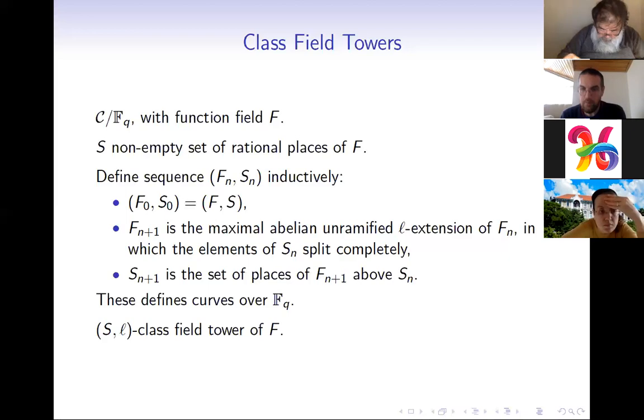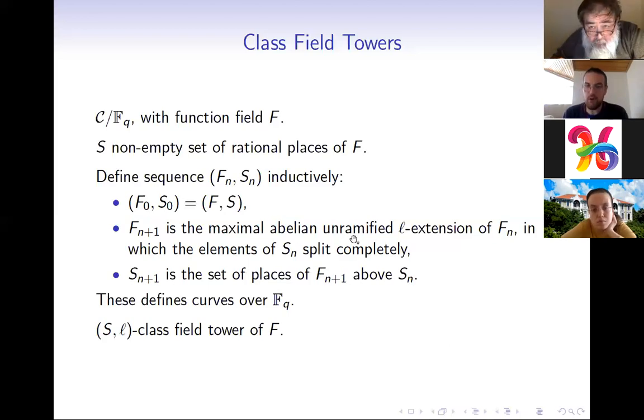And then your hope is that if you can show somehow that this iterative process does not stop at some point, then you obtain curves with many rational points. And since you have unramified extensions, the genus will not grow too fast. So the curves will have many points compared to the genus. But how do you ensure that this process does not stop?